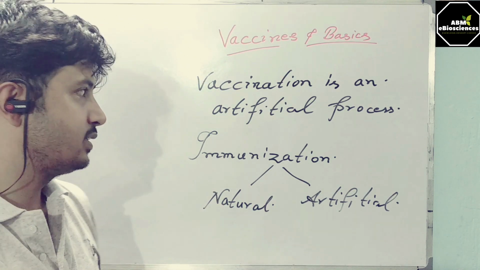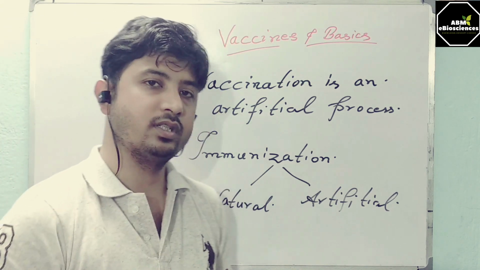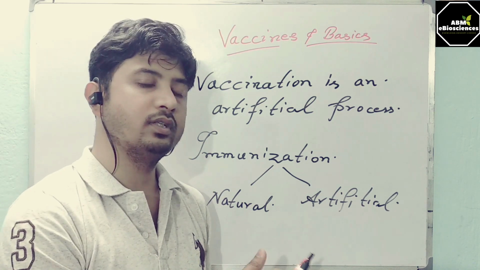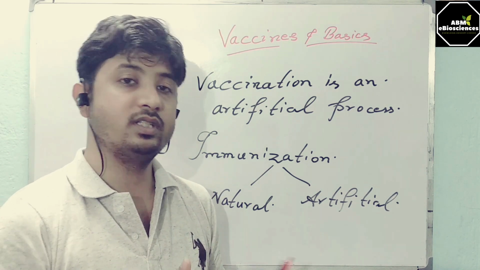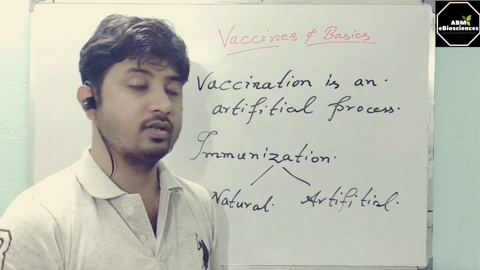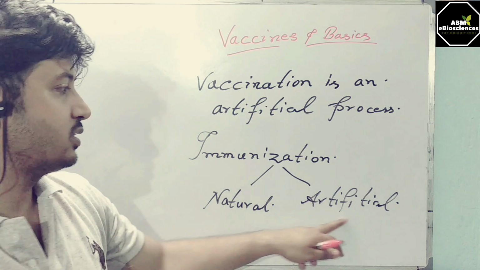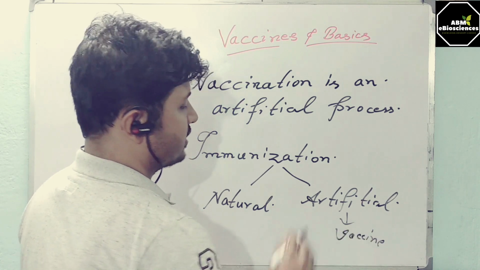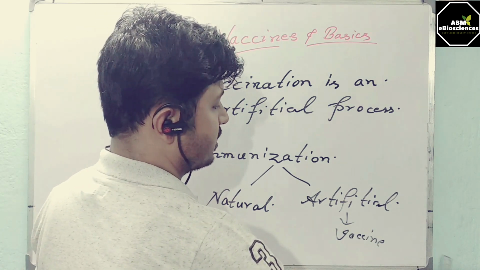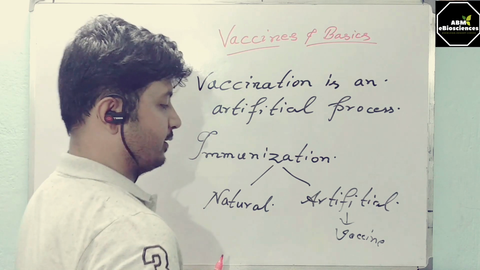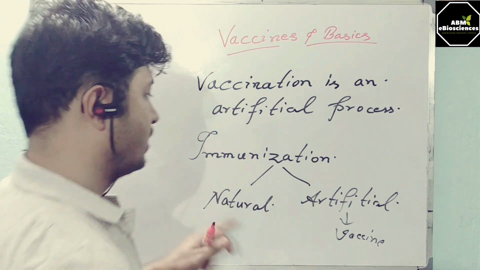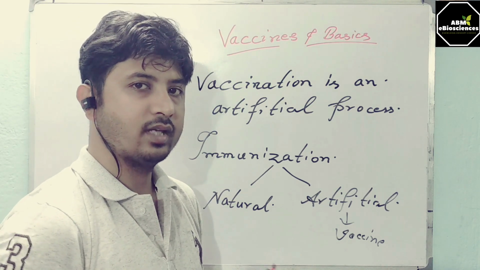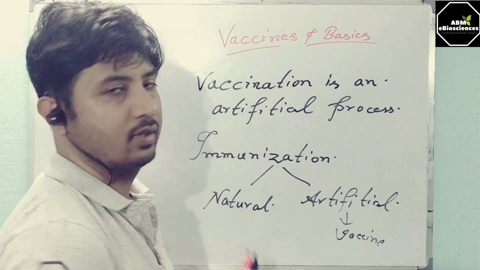But in the case of artificial immunization, the immunogen is vaccinated or injected inside you from another source that is not natural. That's why in artificial immunization you can get a vaccine. In the natural process, you will be naturally infected and then you acquire the immunity. It is called natural immunization.